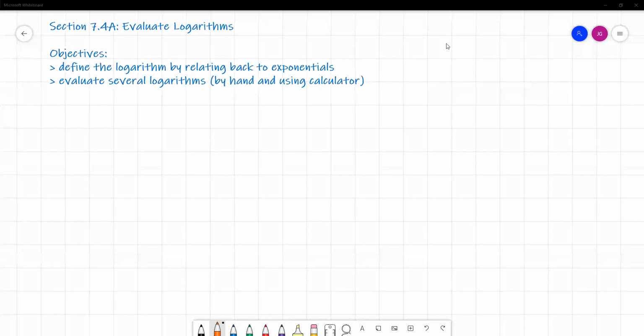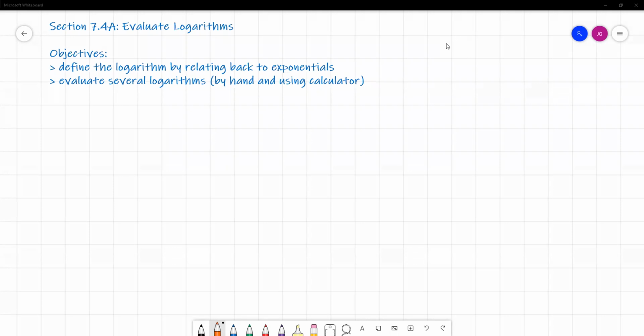Hey, Algebra 2. Here is the first half of 7.4. We're going to split 7.4 up into two sections just because it's kind of long and difficult. So I wanted to give us some time on this section as opposed to just doing it in one day. It's called Evaluate Logarithms. This is definitely very new, so we're going to go through it together.